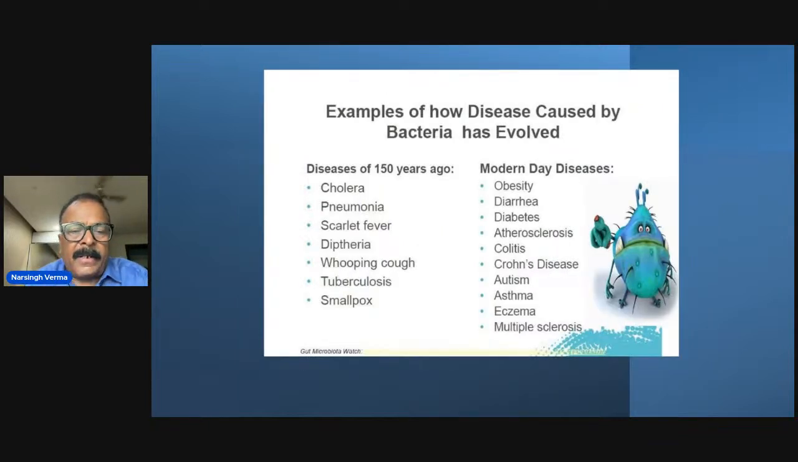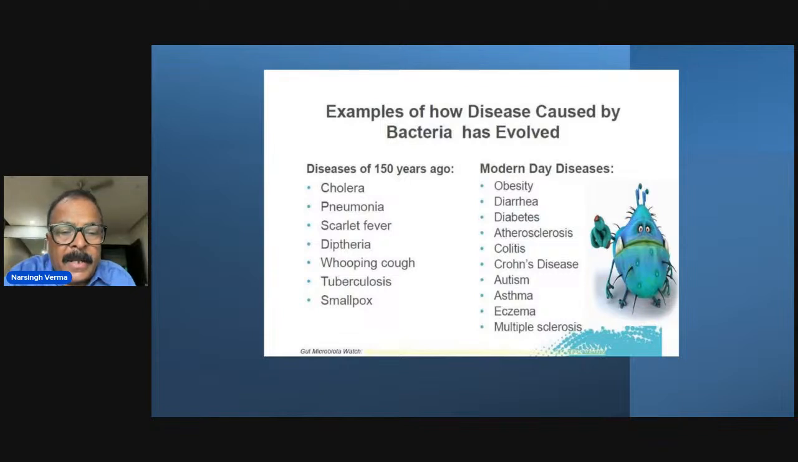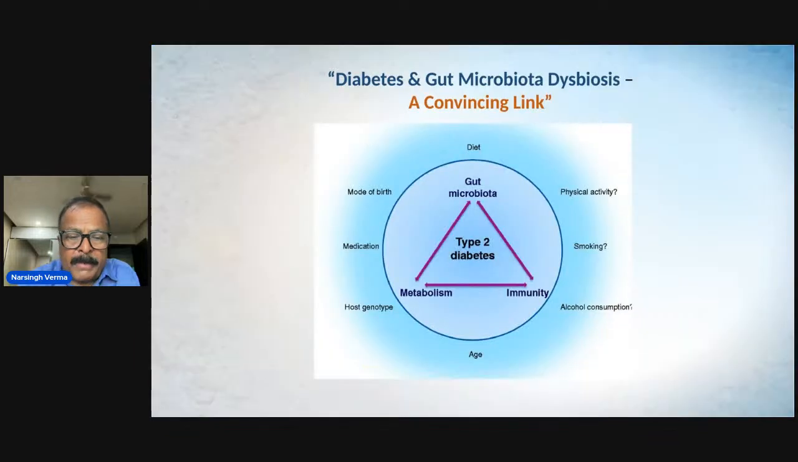Examples are given here of how disease caused by bacteria has evolved. The diseases of 150 years ago, cholera, pneumonia, scarlet fever, diphtheria, whooping cough, tuberculosis, and smallpox, are very old diseases. Modern day diseases like obesity, diabetes, diarrhea, atherosclerosis, colitis, Crohn's disease, and related problems like autism, asthma, eczema, and multiple sclerosis are the newer diseases, and they have also been found associated with the gut microbiota and dysbiosis.